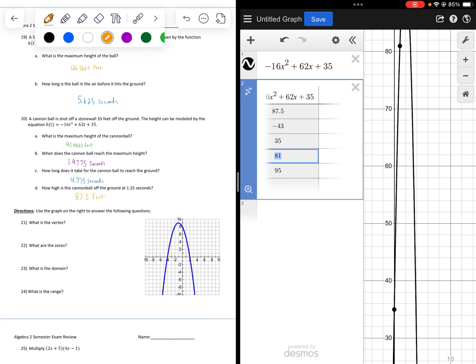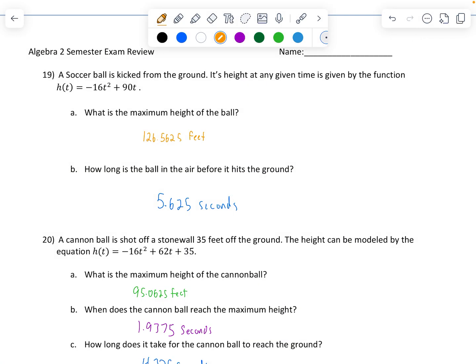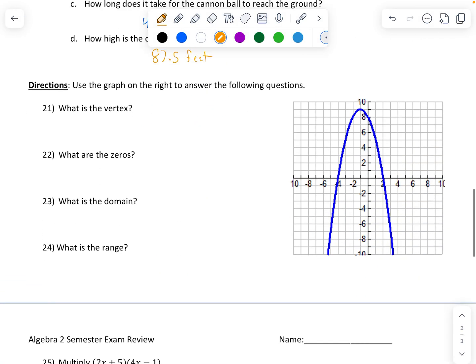Okay, now just looking at a graph over here. What is the vertex? So that's this point. It is at -1, 9. What are the zeros, which are also the x-intercepts on a graph if they're real? So you have 2 and -4. Those are x values. X equals 2 and -4 are the two different zeros.